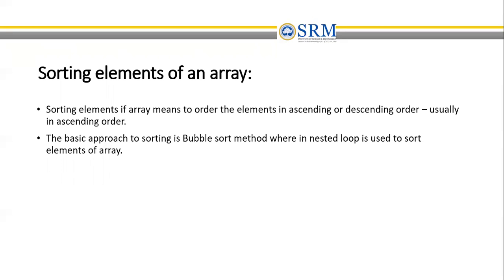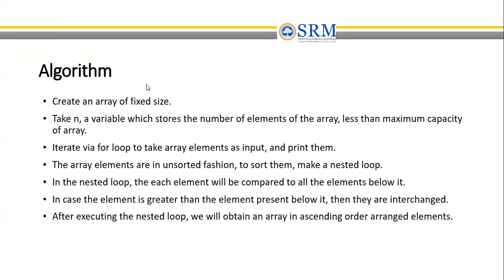In bubble sort, each element is compared and swapped. That is, first is compared with second, and swapped. Then again, second is compared with third. If it is lesser, it gets swapped. Third is compared with fourth. Likewise, it goes on. So you create an array of fixed size, take the number of elements and iterate it.